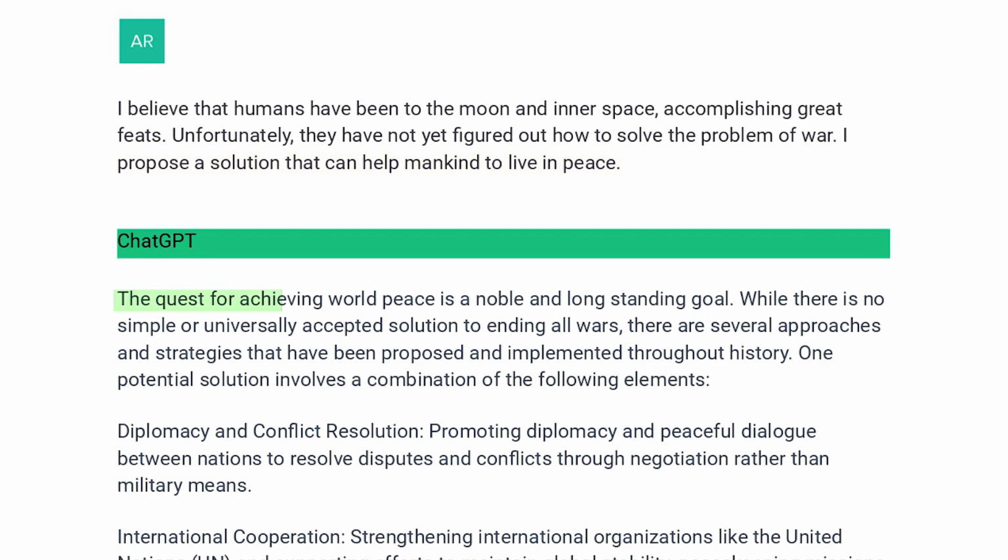The quest for achieving world peace is a noble and long-standing goal. While there is no simple or universally accepted solution to ending all wars, there are several approaches and strategies that have been proposed and implemented throughout history. One potential solution involves a combination of the following elements: diplomacy and conflict resolution. Promoting diplomacy and peaceful dialogue between nations to resolve disputes and conflicts through negotiation rather than military means.